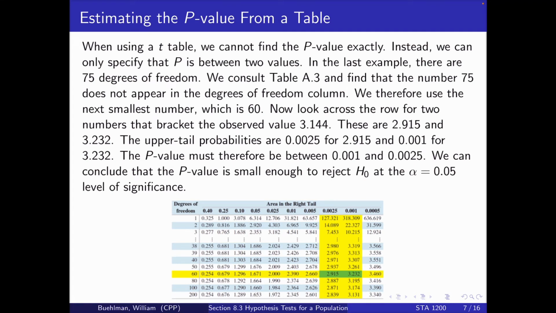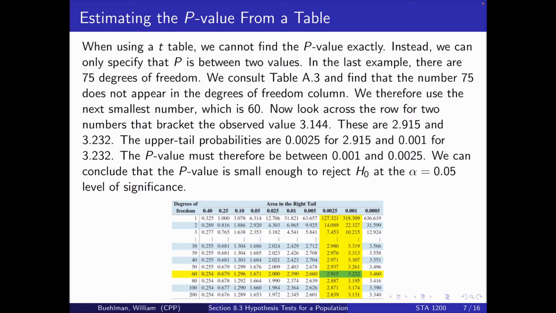When using a t-table, we cannot find the p-value exactly. Instead, we can only specify that the p-value is between two values. In the last example, there are 75 degrees of freedom. We consult table A3 and find that the number 75 does not appear in the degrees of freedom column.